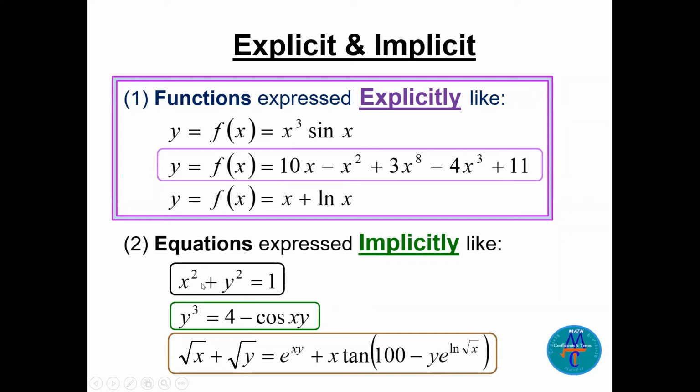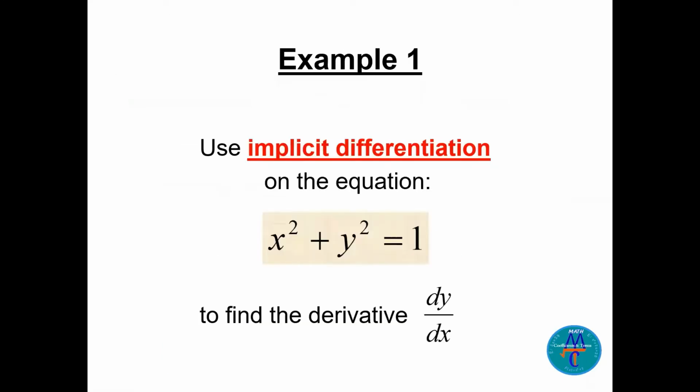Let me explain the first and second. x squared plus y squared is equal to 1. We cannot write y easily as a function of x here. This one is more difficult. The second one, you can see, y cubed is equal to 4 minus cosine of xy. More difficult, you see, and it is more and more difficult to express y in terms of x, but we can still find the derivative, dy over dx.